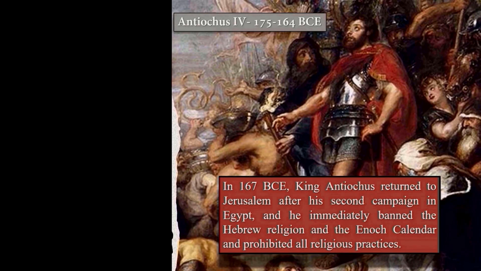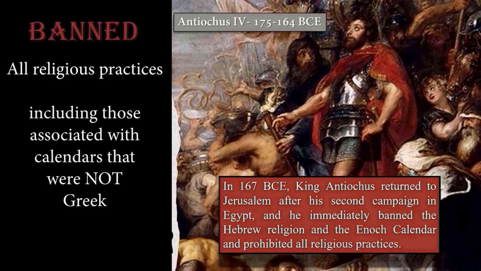In 167, King Antiochus returns to Jerusalem after his second campaign in Egypt, and he immediately banned the Hebrew religion and the Enoch calendar and prohibited all religious practices. You have a dual play. It wasn't just the lunar calendar. You have now the Antiochian, the Zadok calendar going on at the same time.